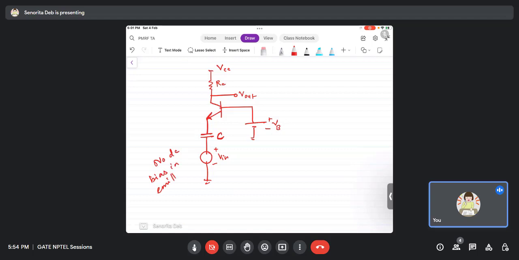The current doesn't have a path to ground. This design does not provide any DC path for the emitter current, and therefore the bias current is zero. And if the bias current is zero, the transconductance is zero, and therefore there is no gain. So normally how we bias a common base and put the signal is like this.